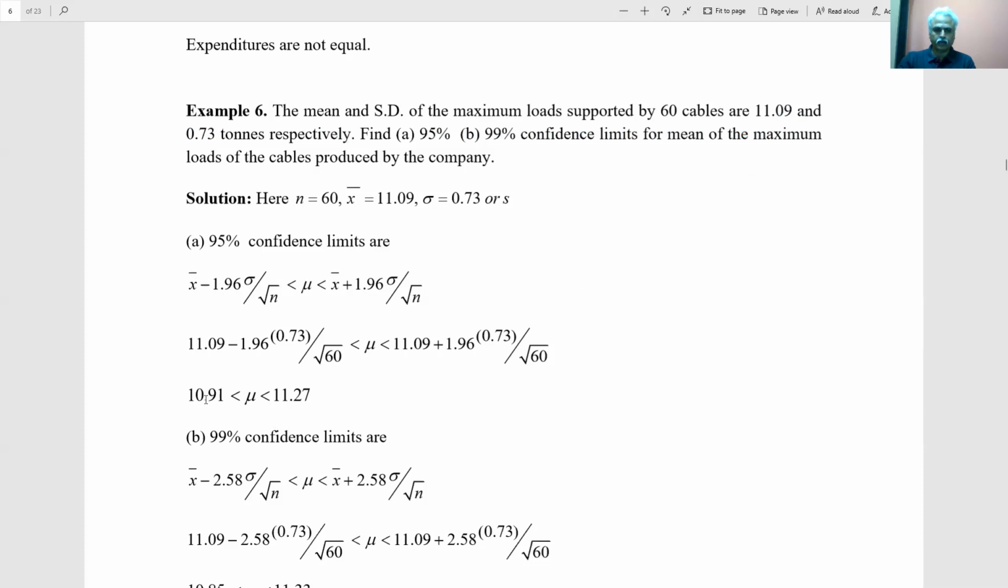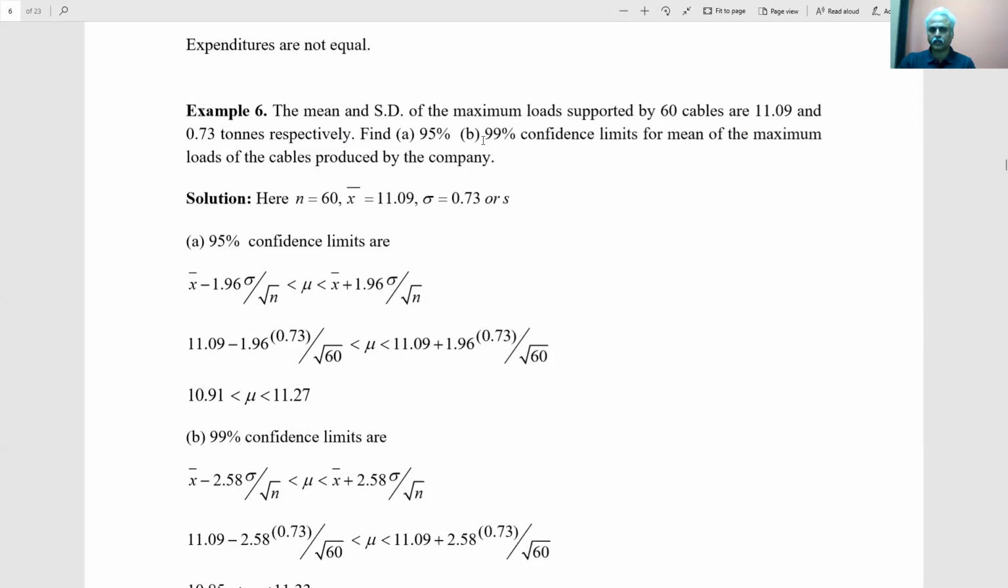If the load bearing capacity that sample has got mean, any sample, if the average of that sample falls between 10.91 to 11.27 tons, and suppose I am taking one more sample of 60 cables, and the X bar of that falls in this interval, with 95% confidence I'll tell that it belongs to this company, that it will satisfy this criteria, 95% confidence.